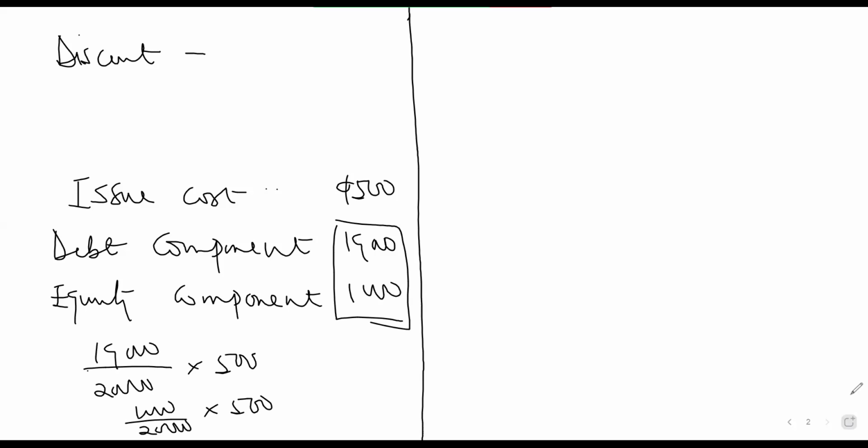So if you have issue cost, don't write it all against one instrument, you are not being fair, because the issue cost relates to two instruments, equity and debt. So we have to find what portion of the issue cost is for equity, and what portion of the issue cost is for debt. All right, so basically, this is what you are going to be doing.